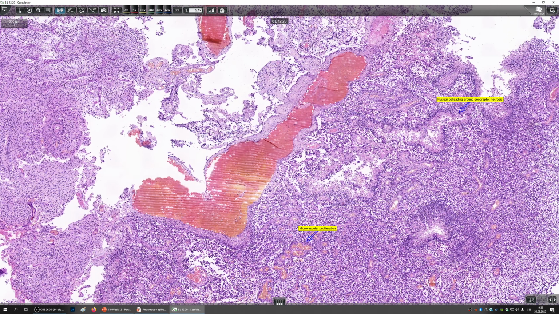So it's a triad of nuclear atypia and hypercellularity plus this strange necrosis with nuclear palisading plus the microvascular proliferations. These are the three features that give you the diagnosis of glioblastoma.